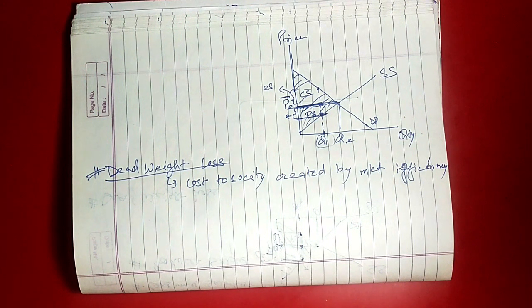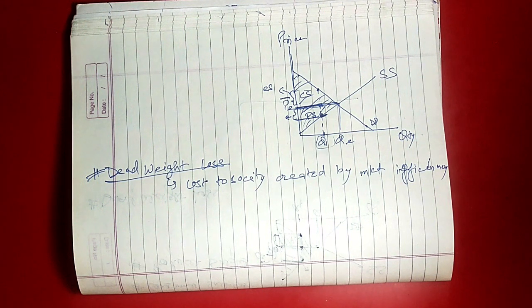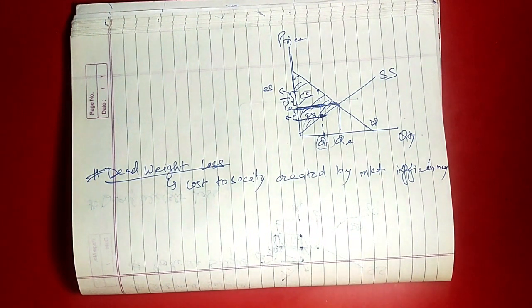That means he's not producing the output that should be in the economy so that there won't be any loss of welfare to society. There's no loss of welfare to society in perfect competition. The monopoly doesn't do that. He produces the inefficient output to maximize his profit, right?